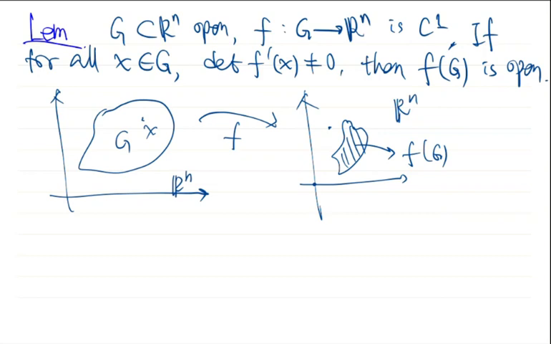And also, F can map G to a lower dimensional object. It is quite possible that the image of G lies in some coordinate plane. But of course, either a single point or a lower dimensional object is not an open subset of Rn. But this lemma tells us that once the derivative is not zero, once there is some regularity assumption, then the image is open.